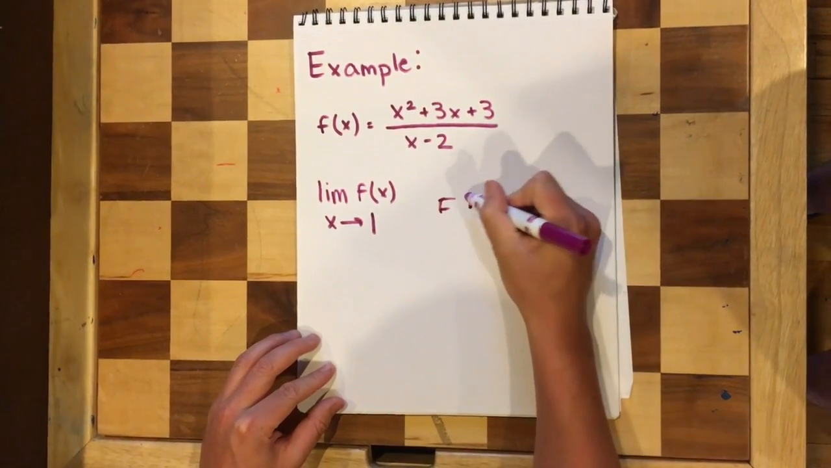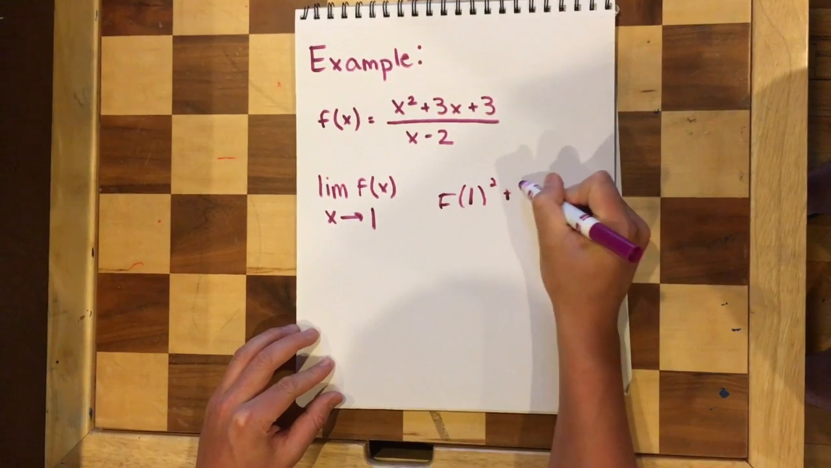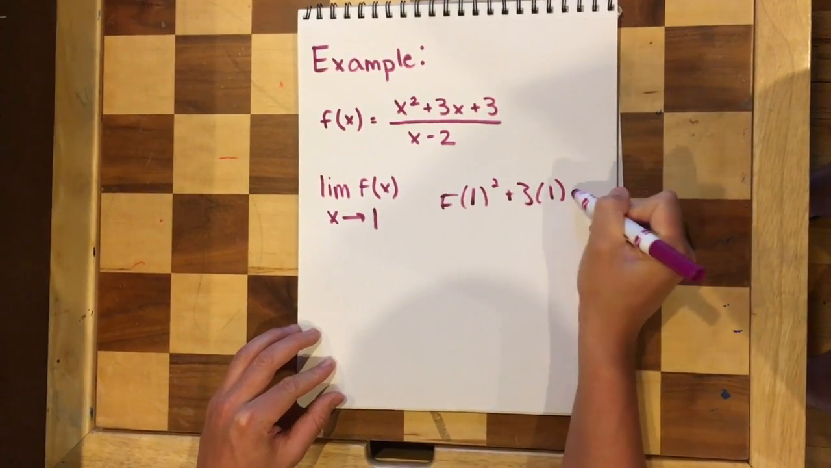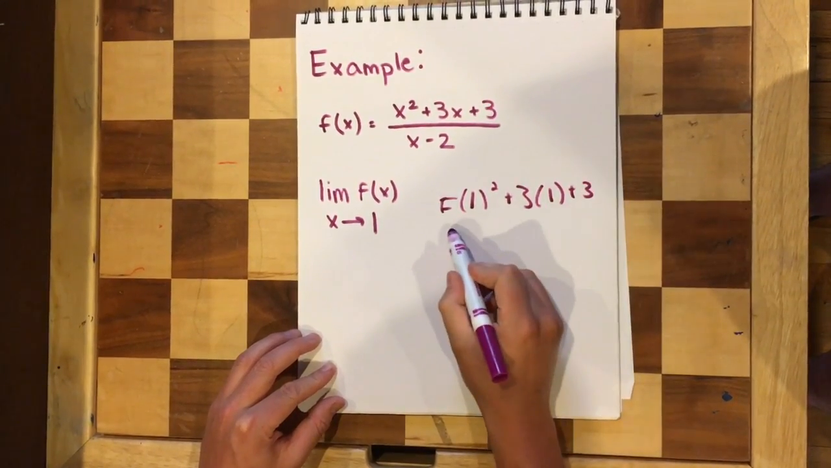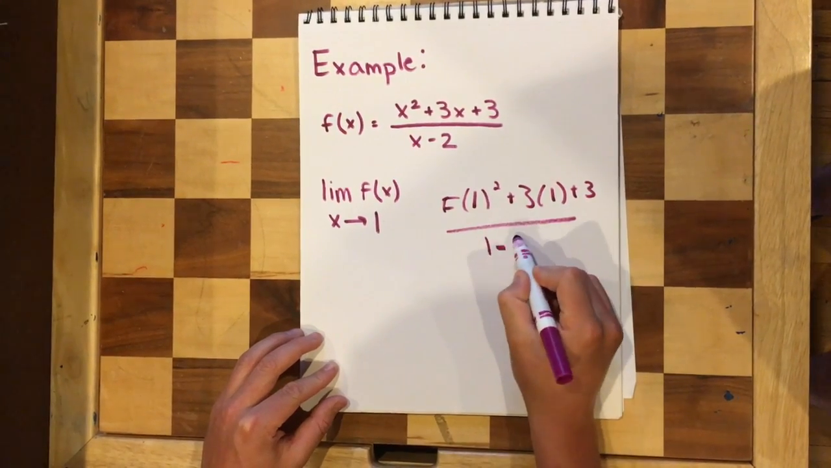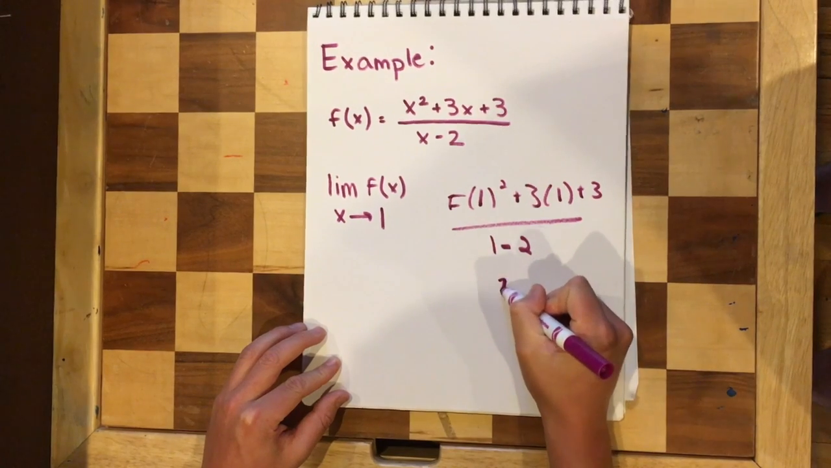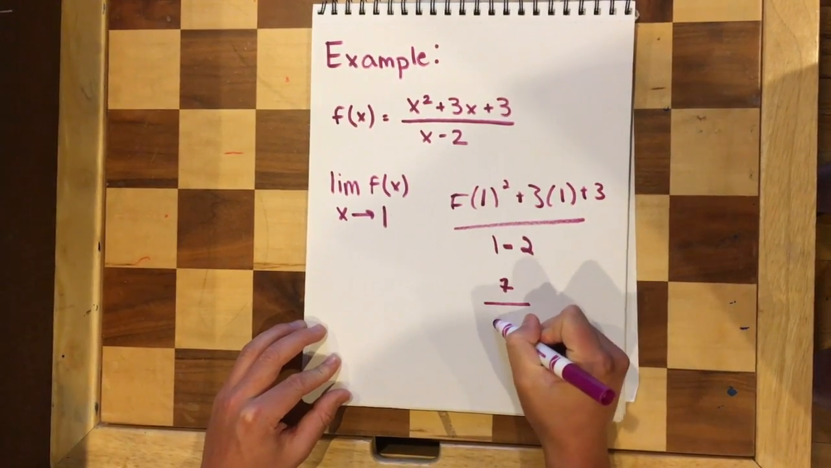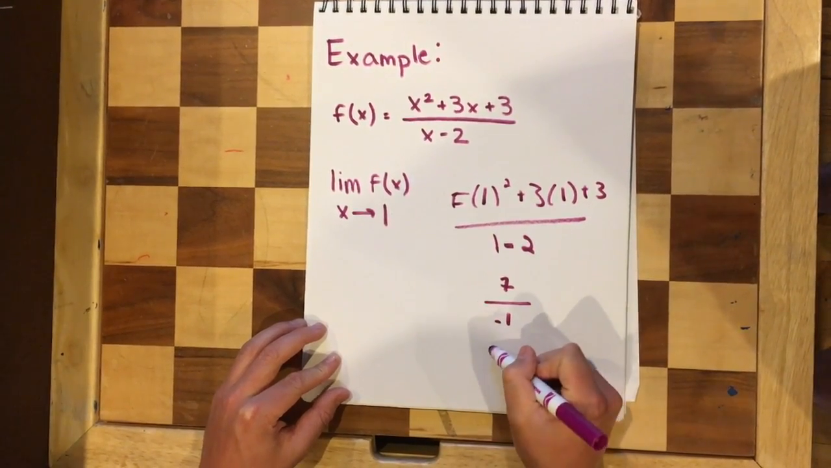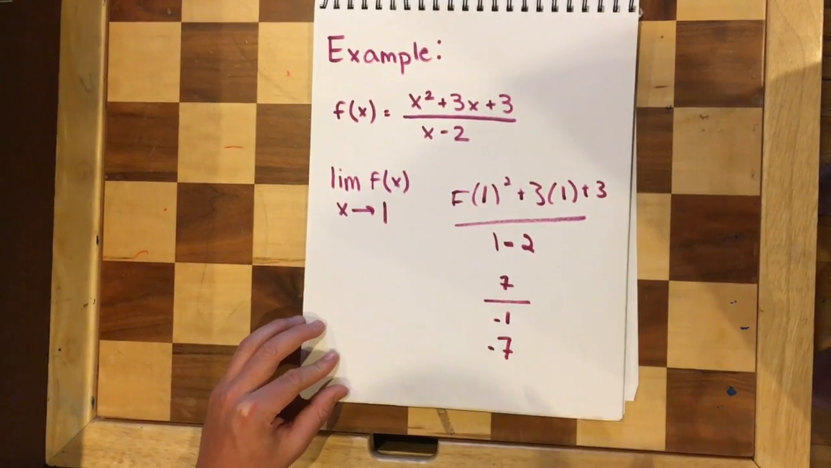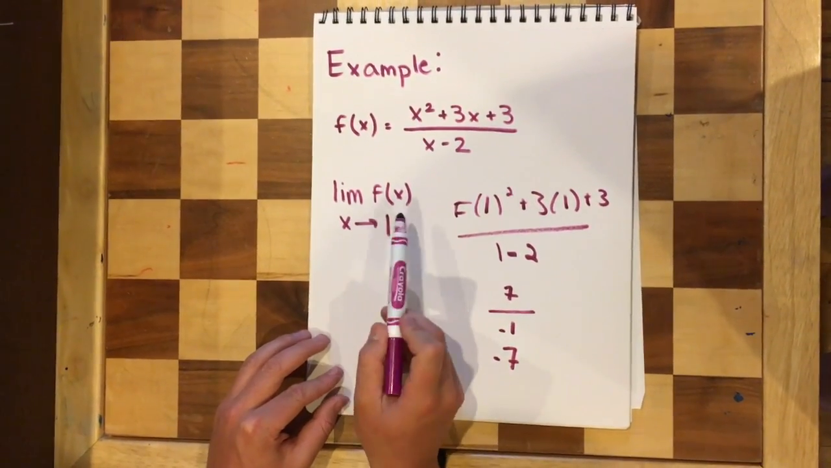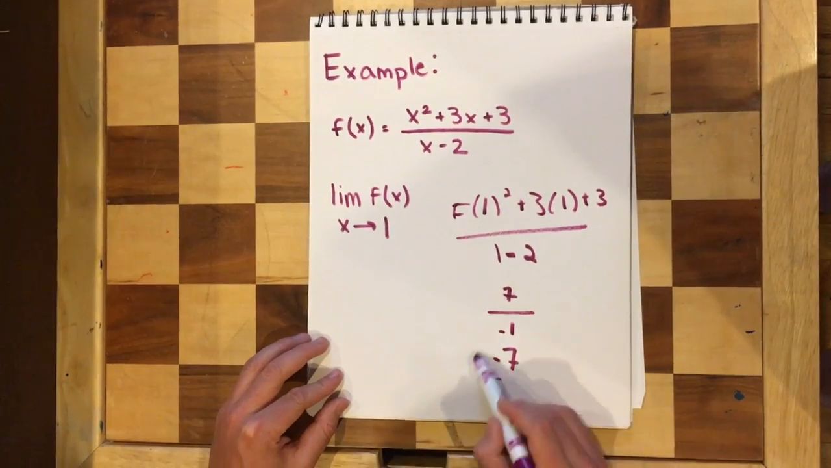So I'm just going to do times 1. This is going to come out to 1, 3, and 3. So that's going to add to 7 divided by -1, which is obviously -7. So the limit of f of x as x approaches 1 is equal to -7.